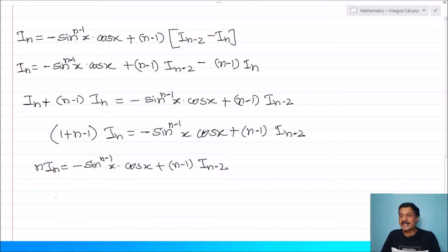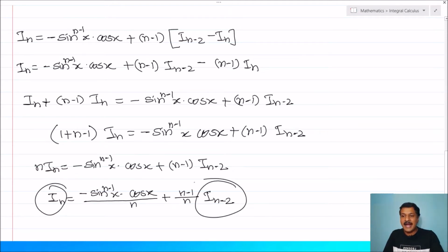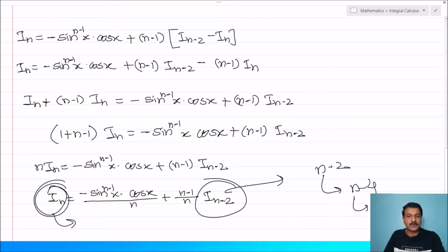So now I want to find I_n. So divide throughout by n. So I am getting I_n equal to minus sin x raised to n minus 1 into cos x upon n plus n minus 1 upon n into I_n minus 2. So this is the relation between I_n and I_n minus 2. Here power of sine is n, and here in the result power of sine is n minus 2. So by using this again I will get n minus 4, then I am getting n minus 6. So I can reduce it, is it? And that is why it is a reduction formula for sine.